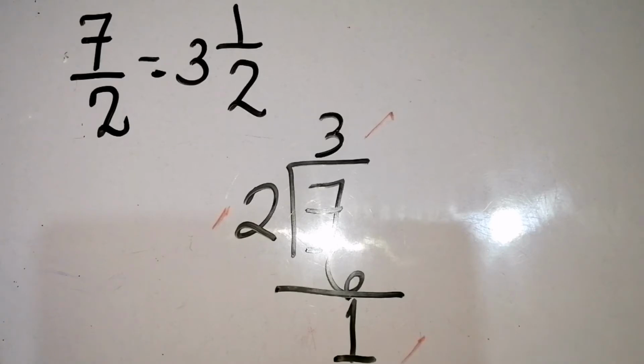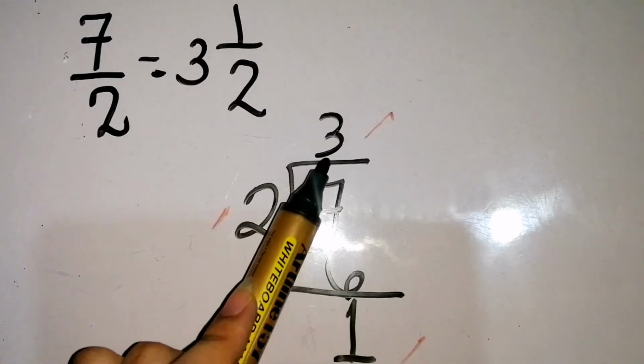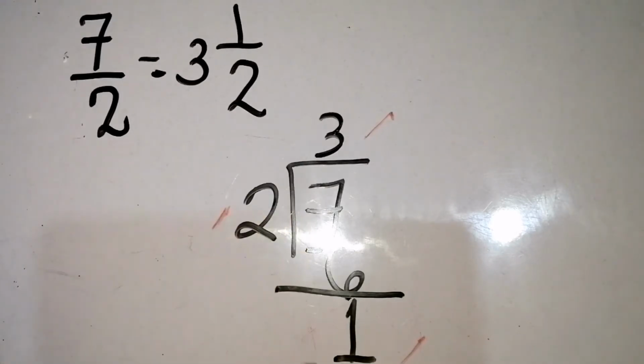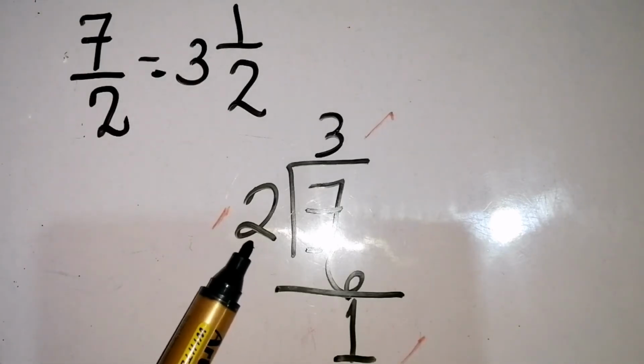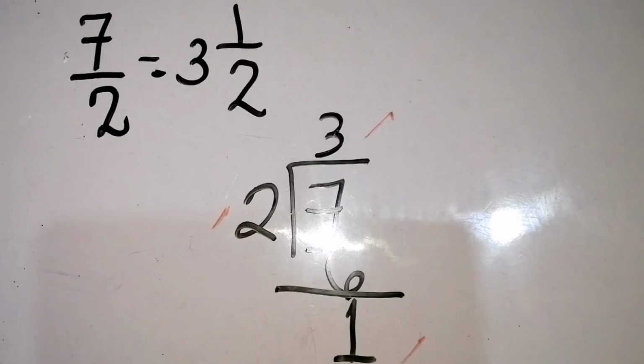So in order for us to change an improper fraction to a mixed number, we just do division, and whatever your quotient is, that will tell you the whole number, the remainder will tell you the numerator, and the divisor will still be your denominator. Okay, so let's have another example. 15 over 4.